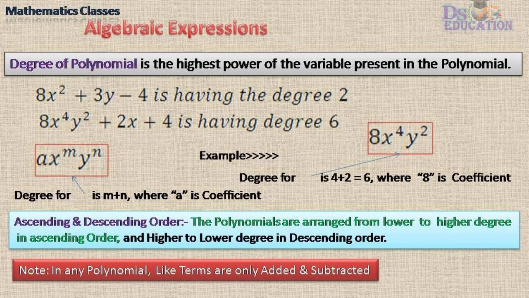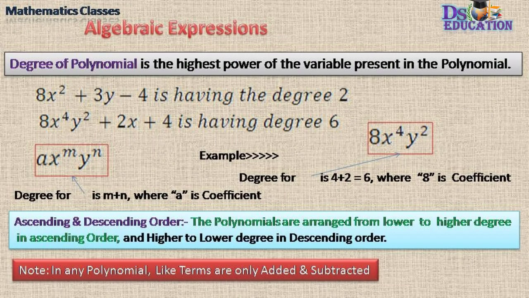Okay, where a is a coefficient. Okay, and coefficient you have already discussed in the previous screen. Now for example, if I talk about 8x to the power 4 y to the power 2, here we are adding the powers of x and y, that is 4 plus 2 is equal to 6. Here also 8 is a coefficient.